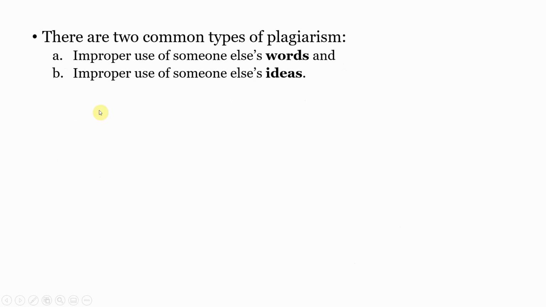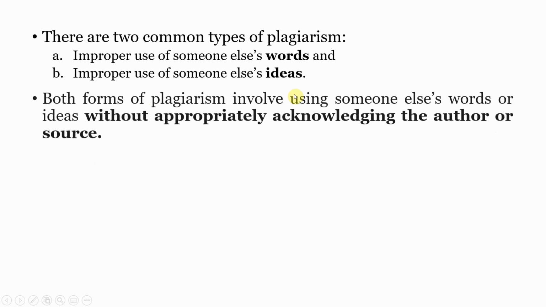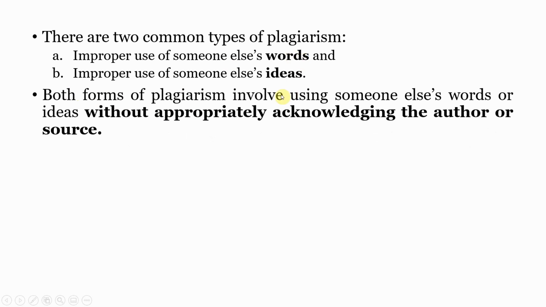Now, there are two common types of plagiarism: improper use of someone else's words and improper use of someone else's ideas. Both these forms of plagiarism involve using someone else's words or ideas without appropriately acknowledging the author or source. Now, this does not mean that if you appropriately acknowledge the source and words, this is not plagiarism. There are two critical parts of avoiding plagiarism. One is you have to acknowledge the source, and second is you have to properly paraphrase the literature that you have copied.